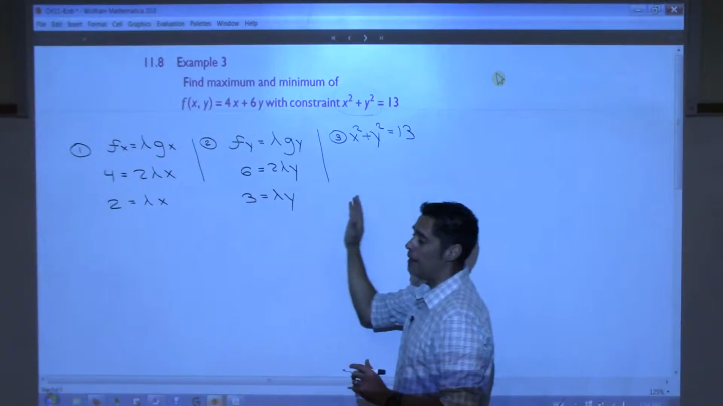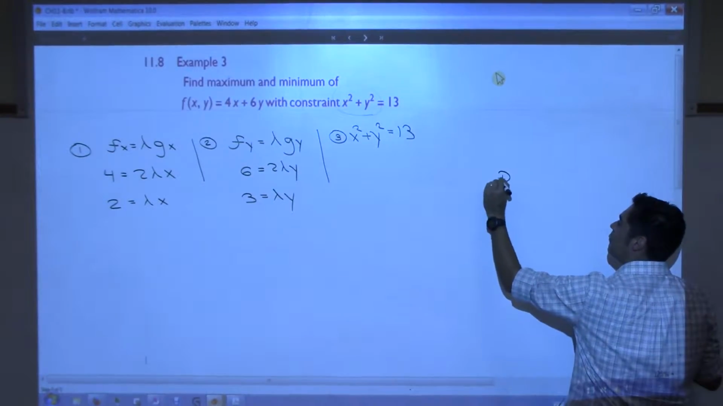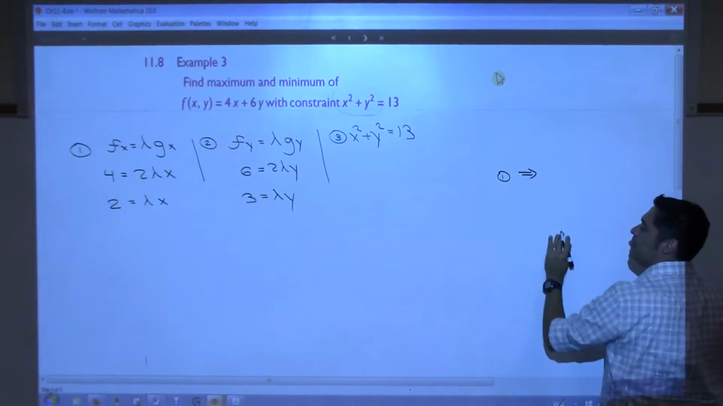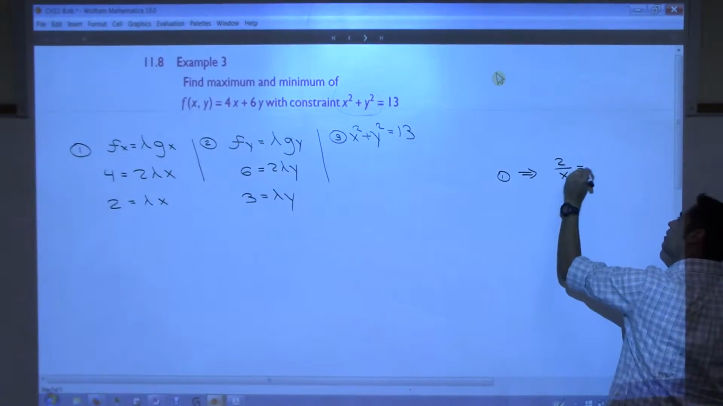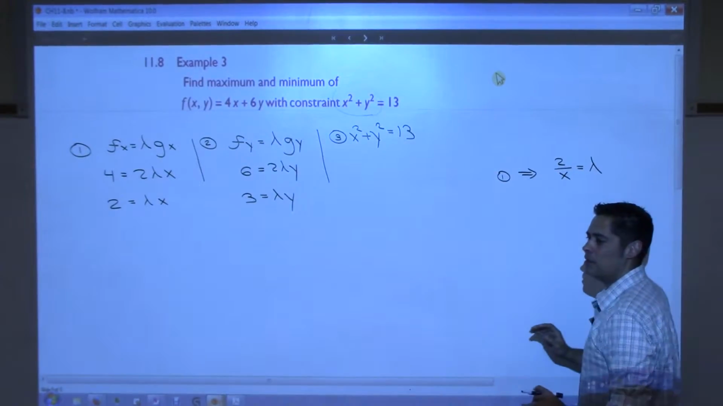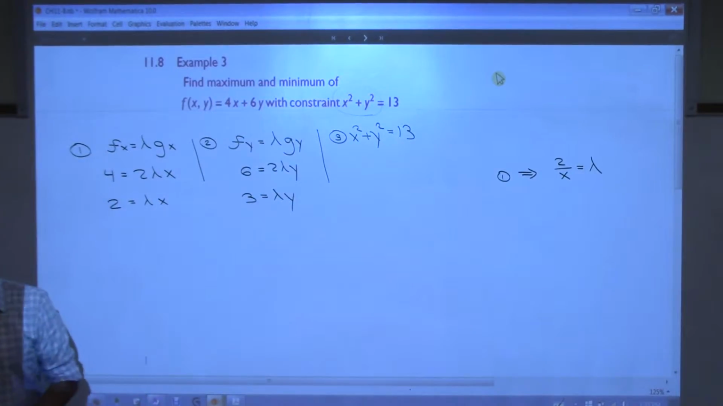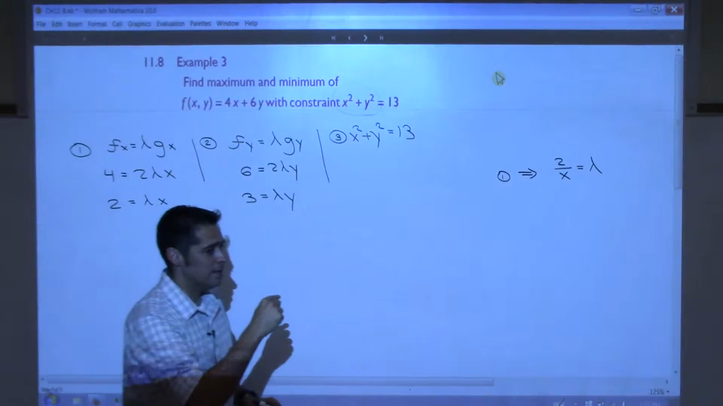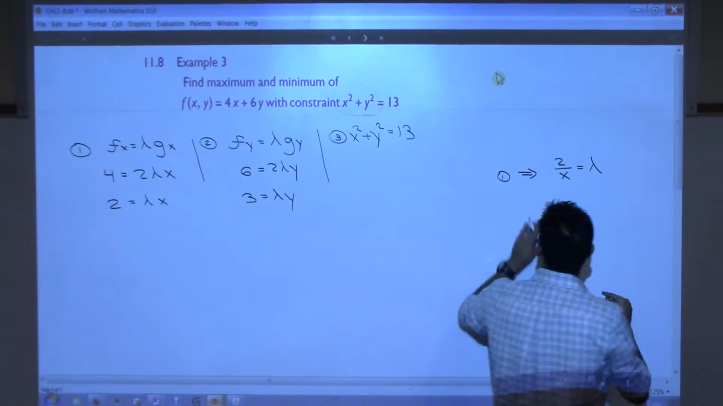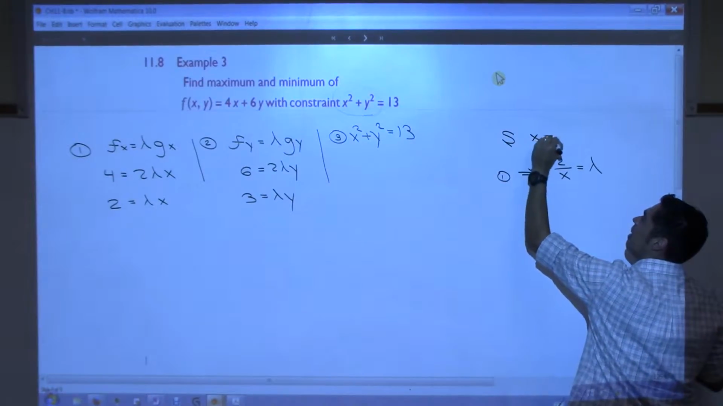I'm going to do my work right here. I'm going to take equation 1, and it implies that 2 over x equals lambda, right? But I just did something. What did I do? Divided by x. So I need a little disclaimer in here. I need to let everyone know that the only way that's happening is if x isn't 0. So before I start this, I'm going to say, suppose x is not 0.